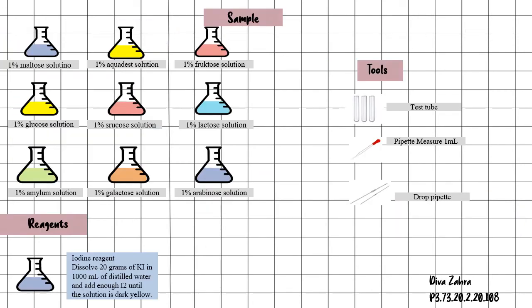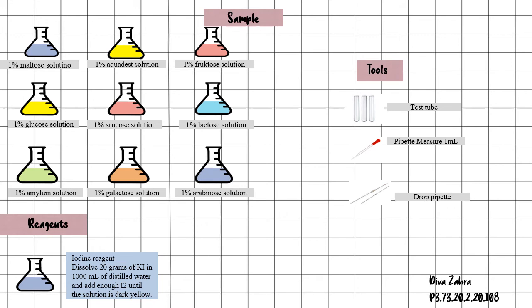Next, you can see the sample, the reagents, and the tools. The samples are 1% maltose solution, 1% aqueous solution, 1% fructose solution, 1% glucose solution, 1% sucrose solution, 1% lactose solution, 1% amylum solution, 1% galactose solution, and 1% arabinose solution.